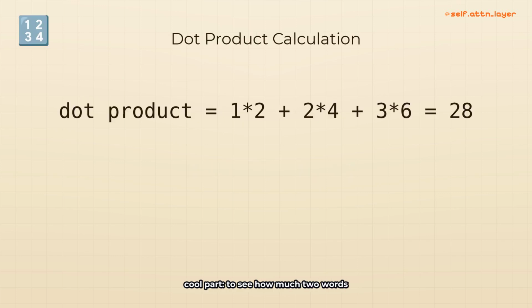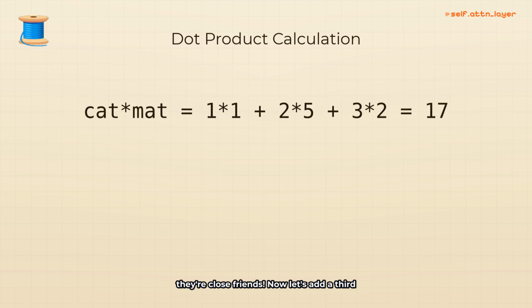Here's the cool part. To see how much 2 words belong together, we multiply their numbers in pairs and add up the results. That's called a dot product. For cat and dog, 1 times 2 plus 2 times 4 plus 3 times 6 is equal to 2 plus 8 plus 18 is equal to 28. Big score means they're close friends.